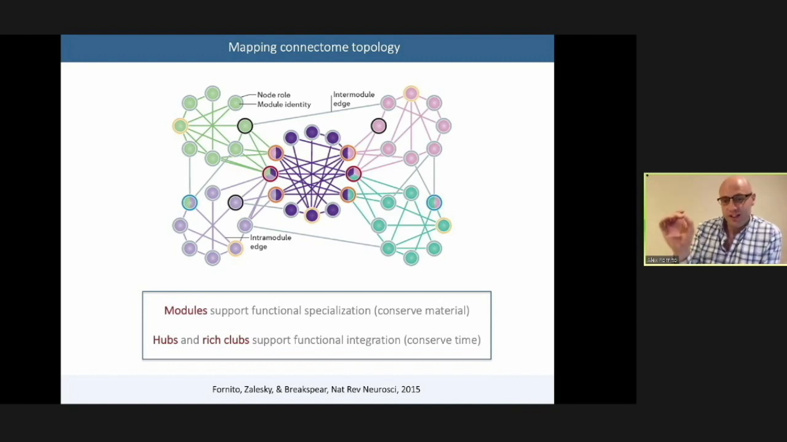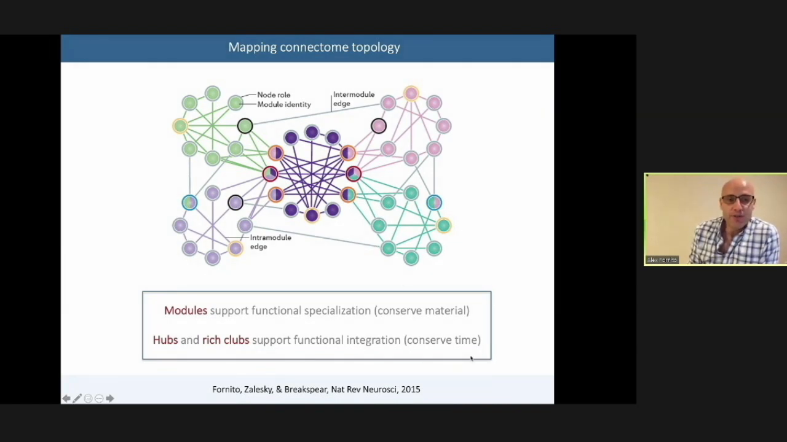Now, most of the nodes within a module are located near each other in space, so a lot of the connectivity is short range. So this organization promotes segregation and specialization of function, but also helps to conserve material, going back to Cajal's laws.